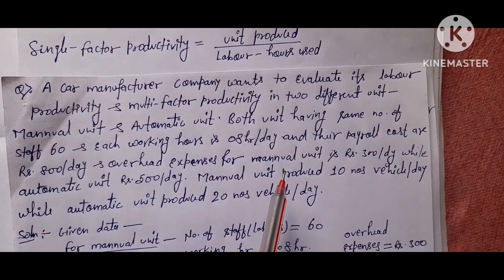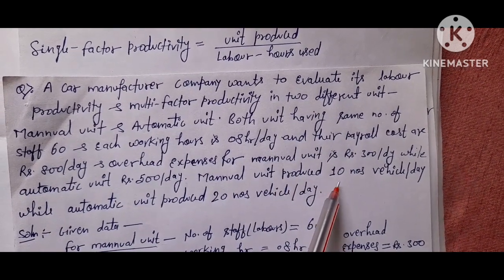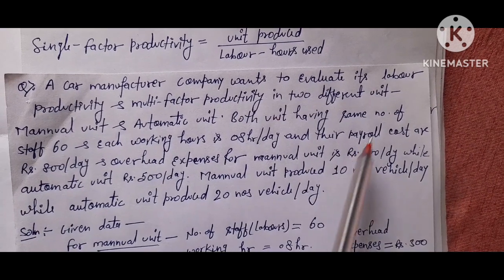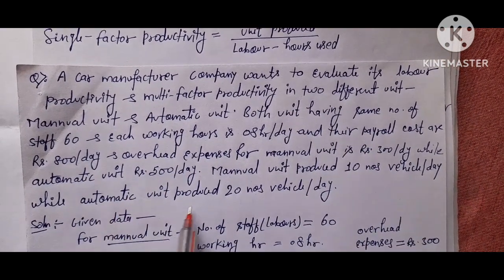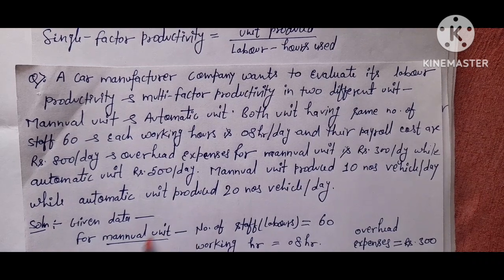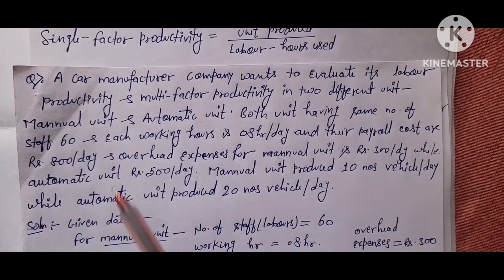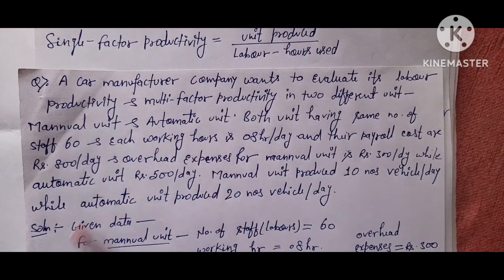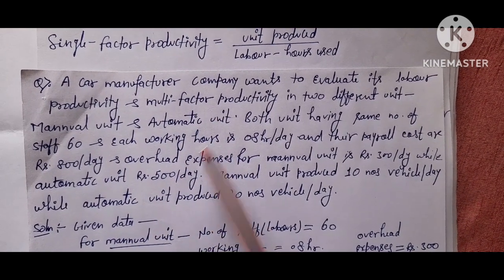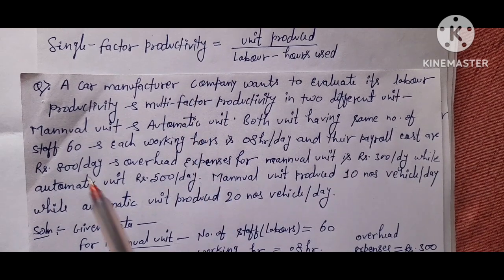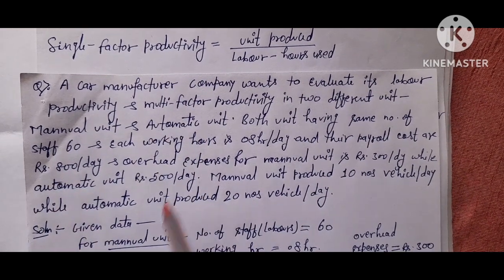The manual unit produces or assembles 10 vehicles per day, while the automatic unit produces or assembles 20 vehicles per day. So what are the single factor productivity and multi-factor productivity against this question, automatic as well as manual?